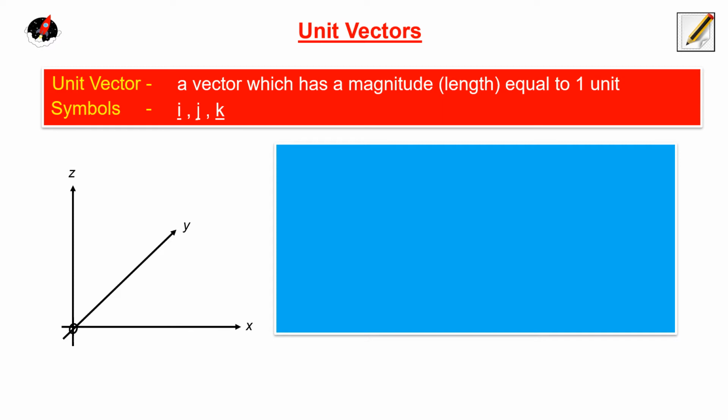So if we start at the origin and we go along 1 unit in the x direction, that is the unit vector i. So i is the unit vector in the x direction, and because it's only one along the x-axis, it has a column vector of 1, 0, 0.